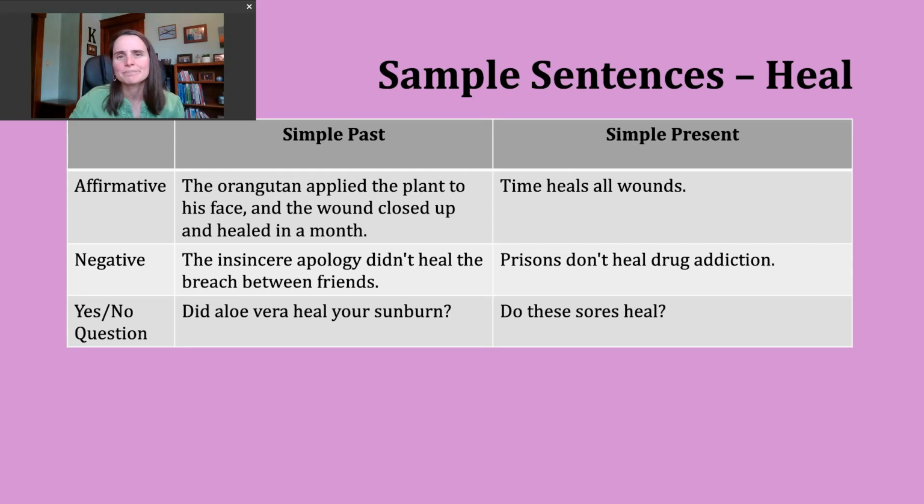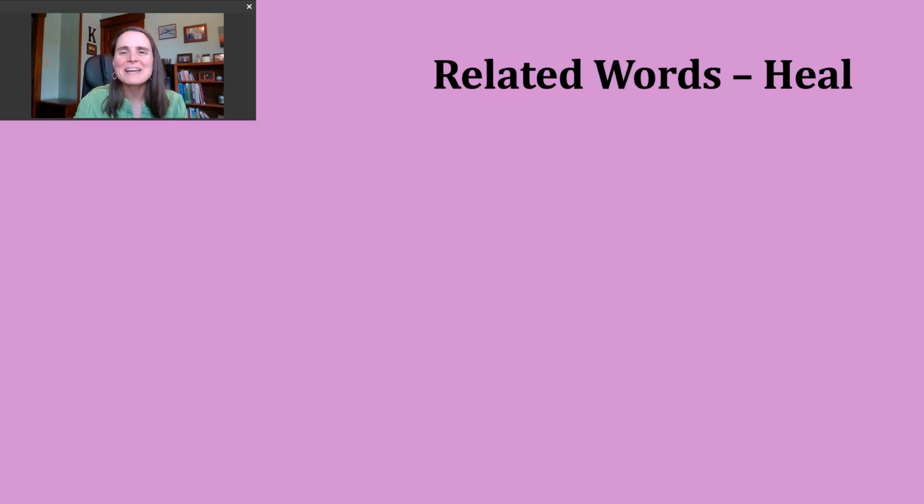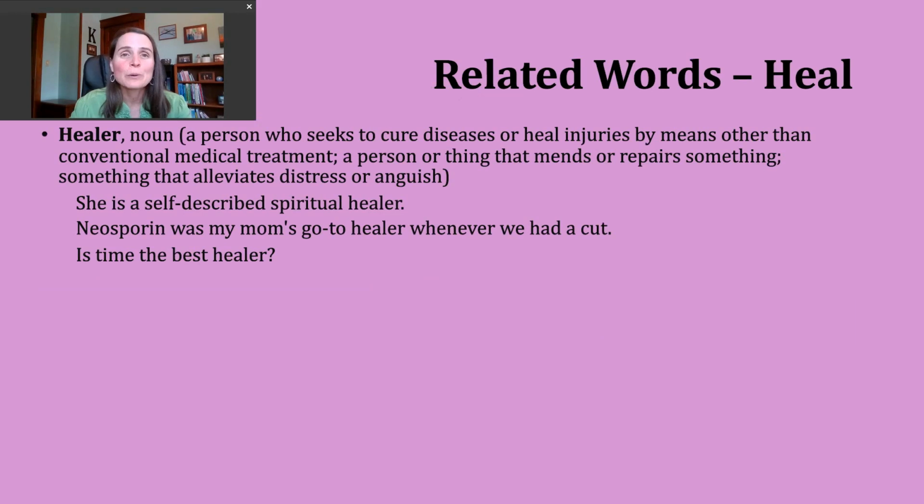Now, let's take a moment and talk about some words that are related to our verb heal. And the first word we're going to discuss is the noun healer. Many times, if you see that suffix er on the end of a verb, you can know that this is going to be related to a person or thing that, and we can look back to the base verb. So it might not surprise you to know that we're going to talk about 3 definitions for this noun healer.